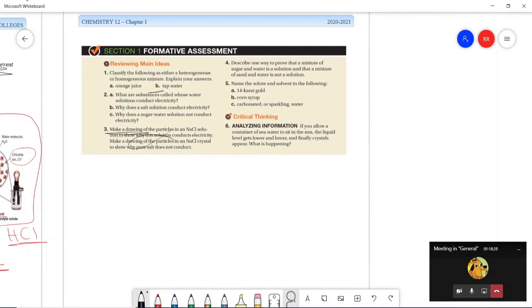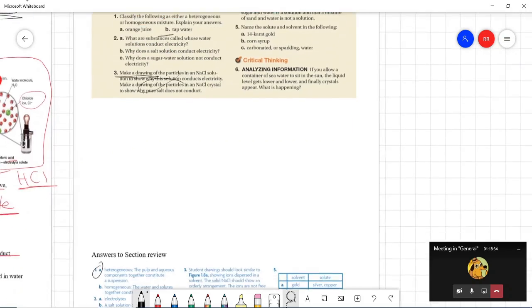Describe one way to prove that a mixture of sugar and water is a solution and that a mixture of sand and water is not a solution.